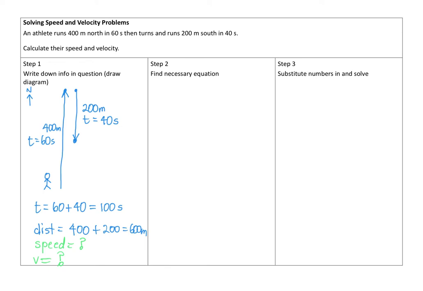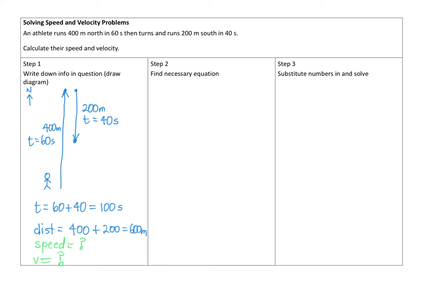So what we need to do next is find the right tool for the job. So what we're going to do is find the necessary equation. It's a bit like you've got two bits of wood and a nail, and the thing you need to do is join those two bits of wood together. Well, what tool are you going to need to do that? You're probably going to need a hammer. So the tools in this case are the equations. So what are the equations that we know?